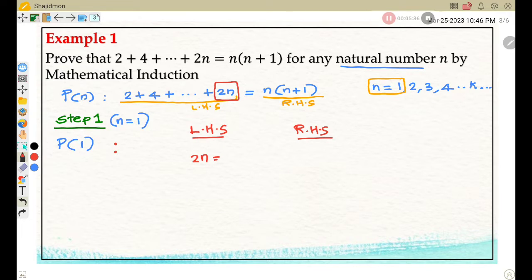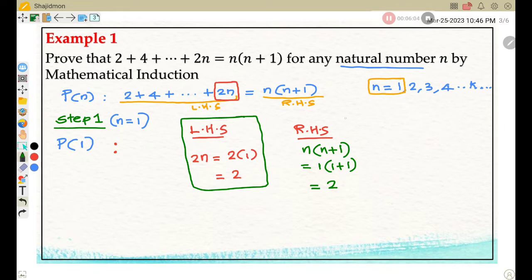What we need to substitute as n? 1. 2 multiply 1, correct? n equal to 1. So 2 multiply 1 means what will be the value? Equal to 2, correct? Now apply the right hand side. What is the right hand side? n multiply n plus 1, correct? What is the n value here? 1. Initial value 1 multiply 1 plus 1. So what answer we are getting? Equal to 2. That means the left hand side and right hand side is same, correct?